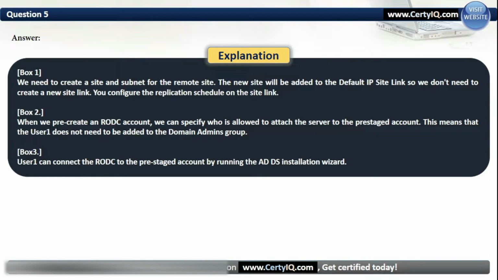About box 1, we need to create a site and subnet for the remote site. The new site will be added to the default IP site link, so we don't need to create a new site link. You configure the replication schedule on the site link.